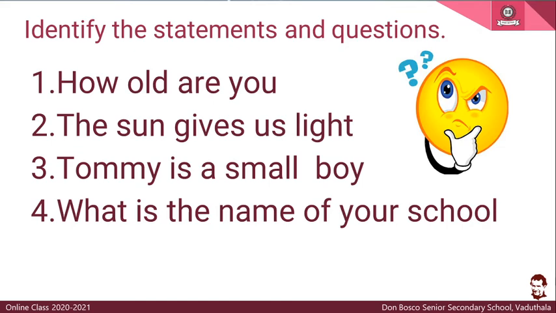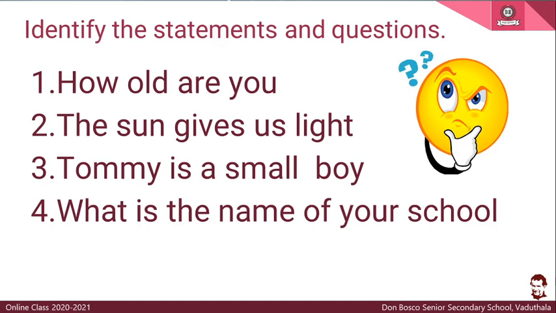So you want to see the answers? Here are the answers. First one, how old are you is a question. So you can see a question mark at the end. Second one, the sun gives us light is a statement. So you can see a full stop. Third one, Tommy is a small boy. That is also a statement. You can see the full stop at the end. Fourth one, what is the name of your school? There we should put the question mark because it is a question. Very well.